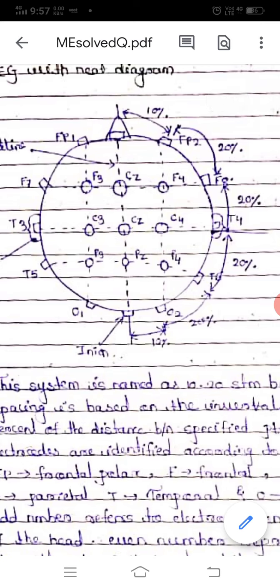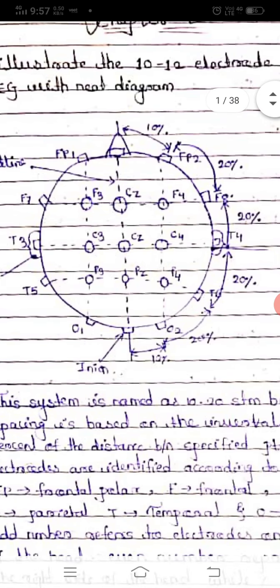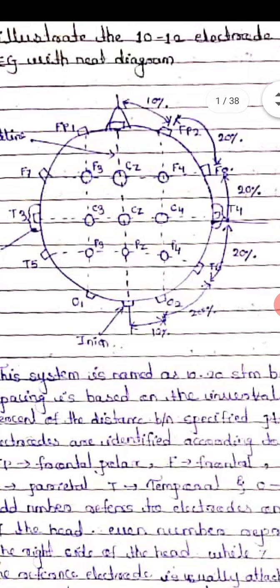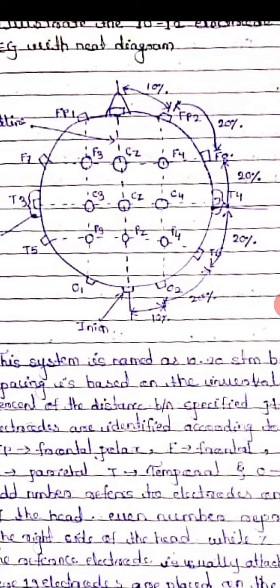In this 10-20 system, a total of 19 electrodes are used. For the reference point, they connect to the earlobes, or otherwise the forehead. These points are used for reference purposes. On the left side of the head they use odd numbers, and on the right side of the head they use even numbers for indication.